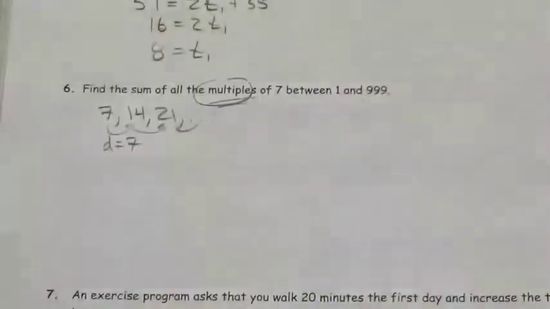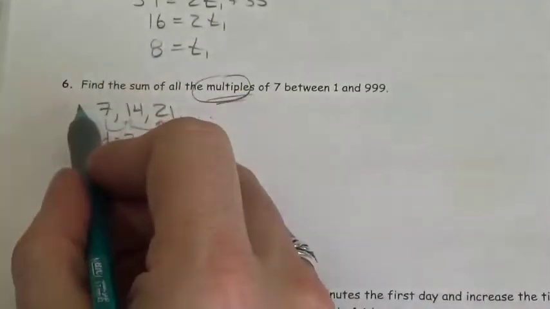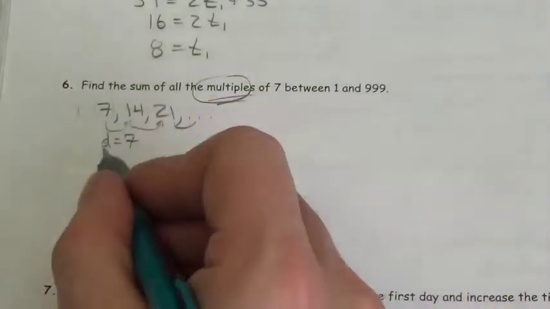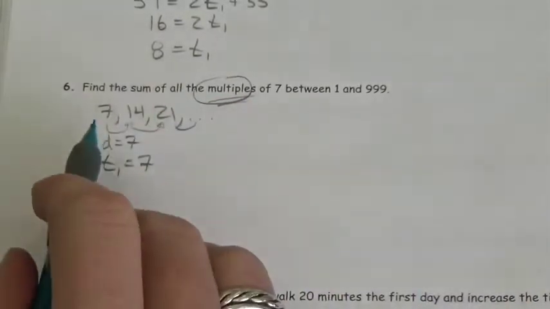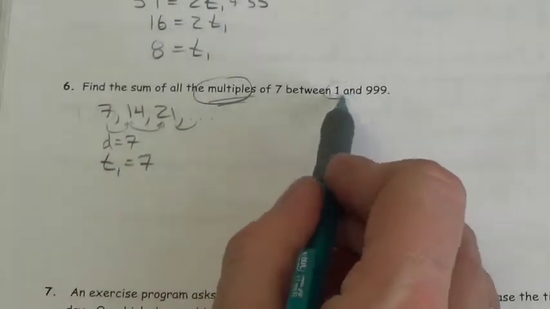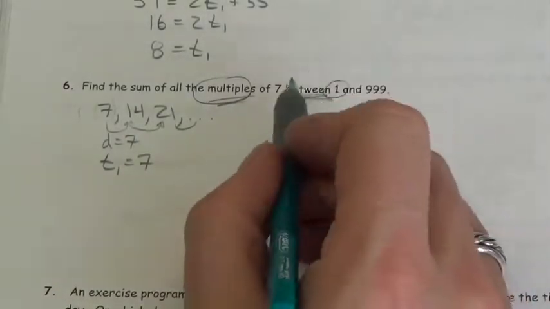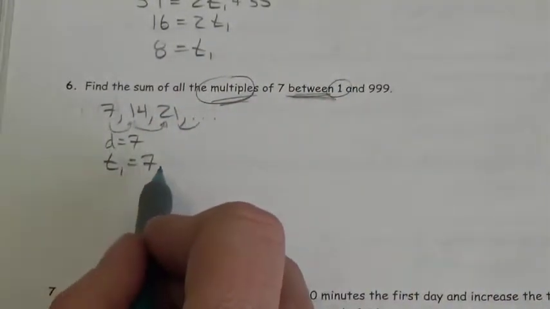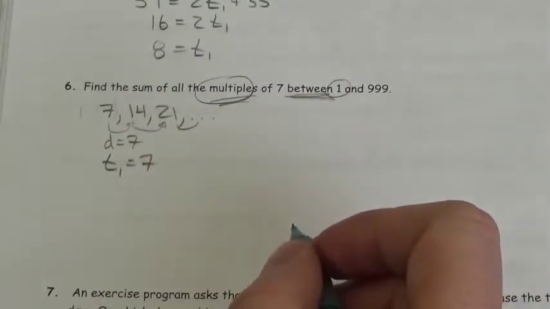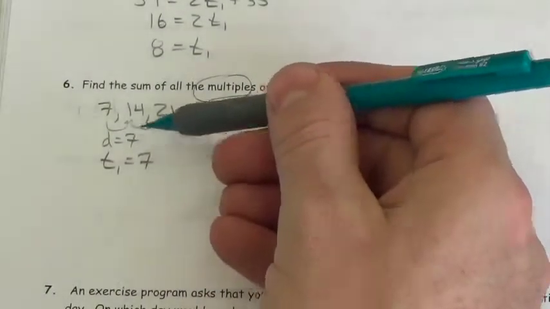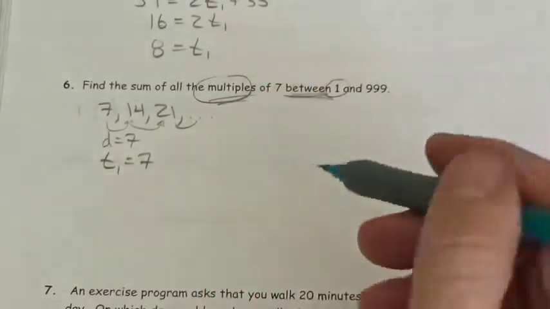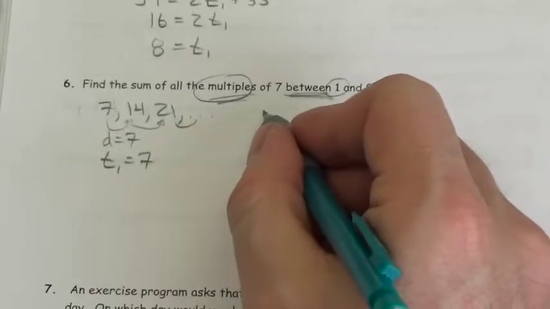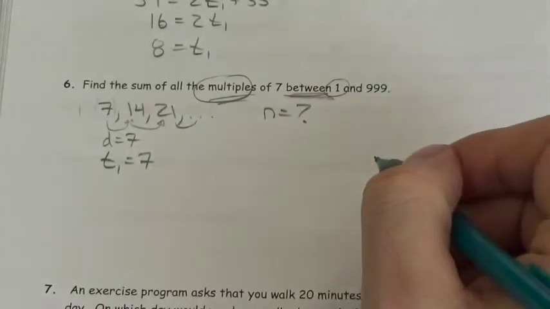Now, 1 is not a multiple of 7, but after 1, the first multiple of 7 is 7. So the first actual multiple that I get to after the number 1, because I'm looking for between, is the number 7. That's my first term. So this is great. I know 7 is what I'm going up by. I know that I start at 7. But we've seen this before. The issue is I don't know what n is.